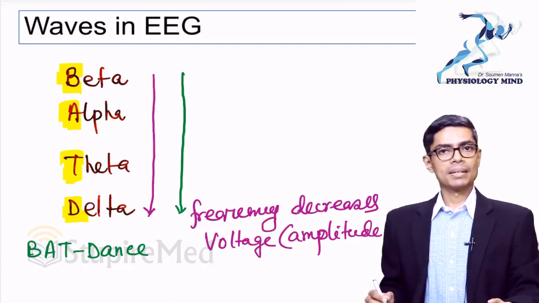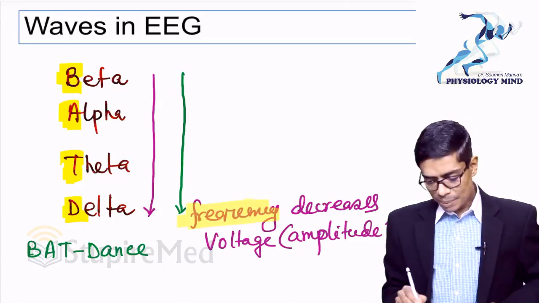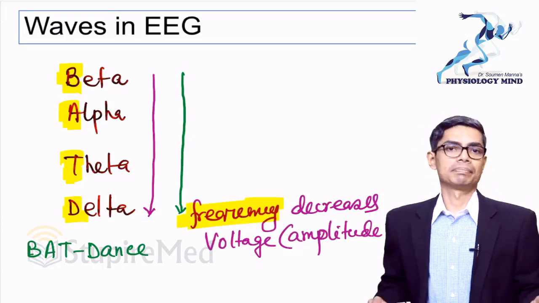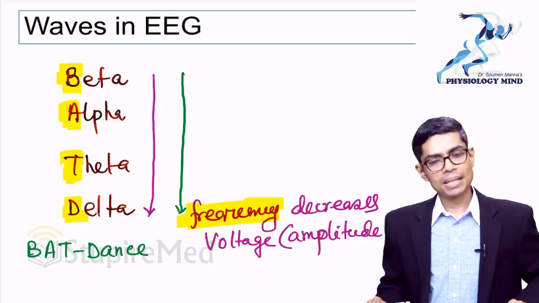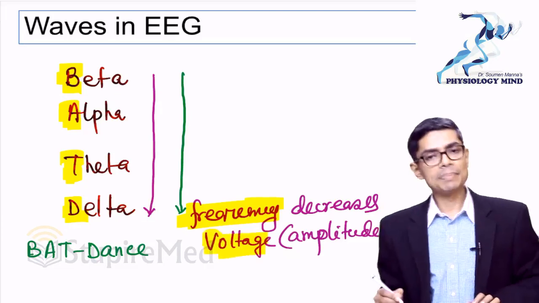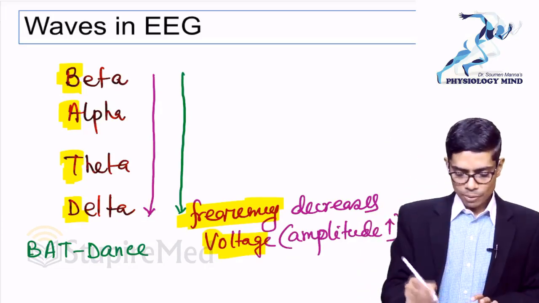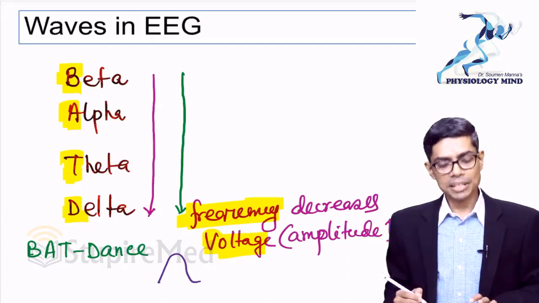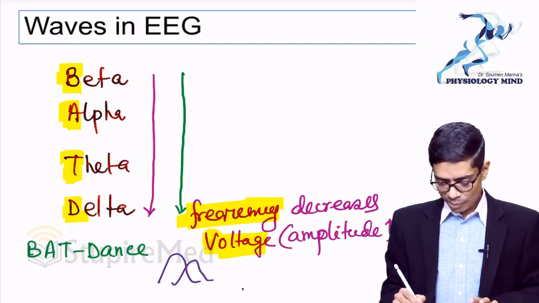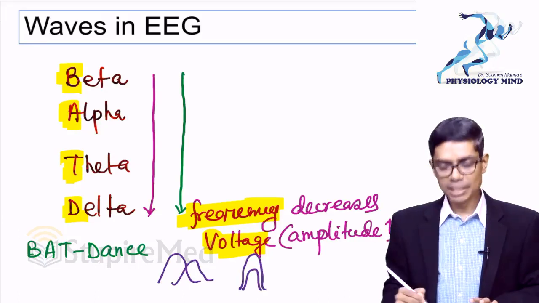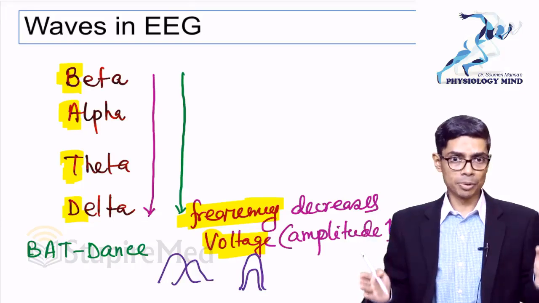Always remember, frequency is the thing which depends on the activity of the brain. The more active the brain, the more will be the frequency. And voltage basically depends on the synchronicity of different waves. Suppose one voltage is coming like this, another voltage is coming like this. This is asynchronous. But if one voltage is coming like this, another voltage is coming like this, so synchronous. So the net voltage will be more, amplitude will be more.